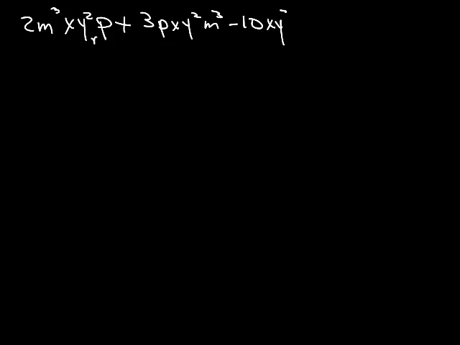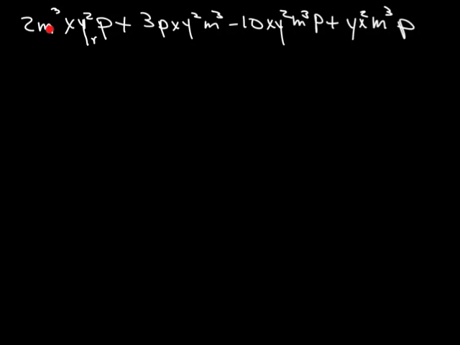let's see, 21.6. We have 2m cubed xy squared p plus 3pxy squared m cubed minus 10xy squared m cubed p plus, golly, y x squared m cubed p. Alright, so let's first of all find out which ones have the same variables and the same letters on the variables. So what do we have here?